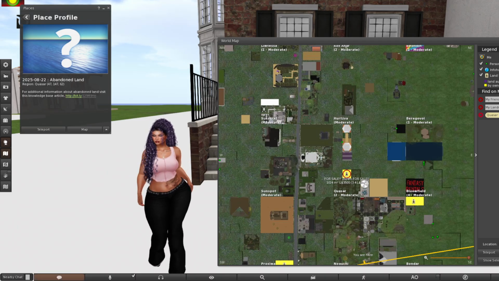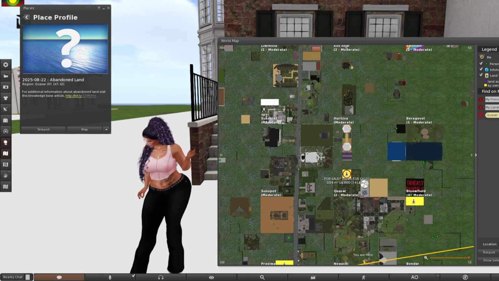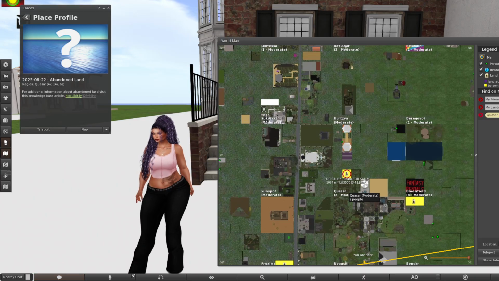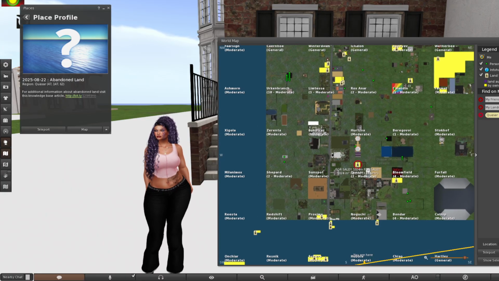1024 meters for sale, 3,500. So this one's for sale, which means if I go over there and I give them 3,500 Linden, then I buy that land and it's now mine. However, since I have a Linden home already, that means I've just added 1,024 meters to my land allowance, and they're going to charge me based on the land usage fee, right? Which is what, $7 a month for 1024? But anyway, that's how that works.